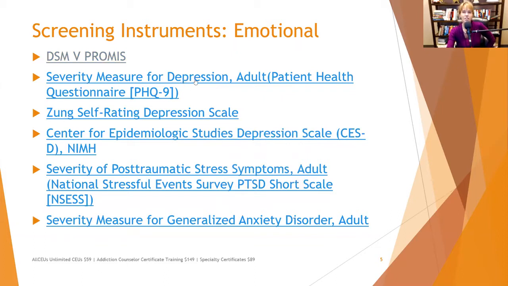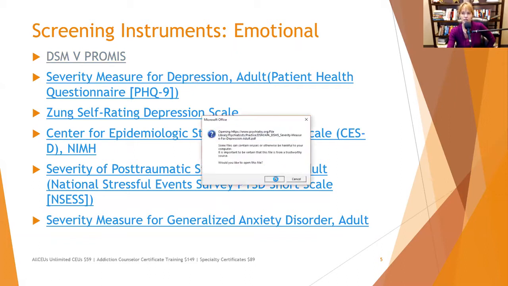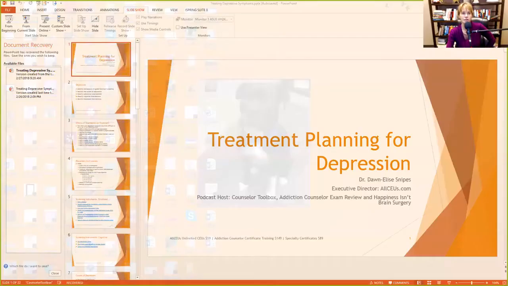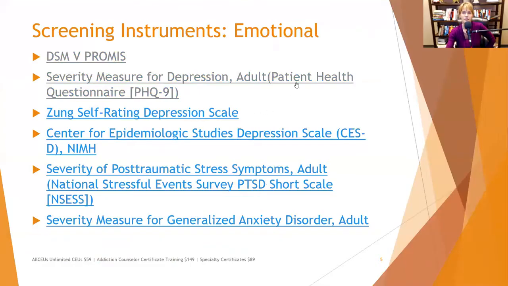The severity measure for depression, the adult Patient Health Questionnaire number 9. And we're going to get this to open yet. Maybe, maybe not.